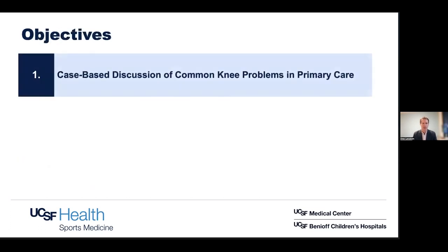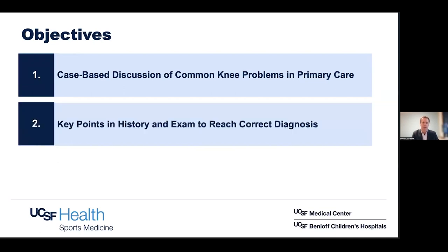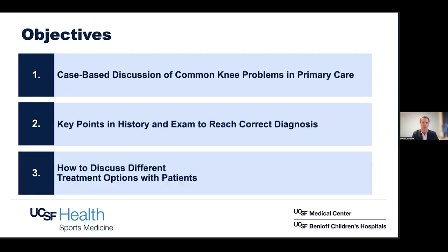For this talk, my objectives are, first, to discuss some of the common problems that you may encounter in the primary care setting, and base those around some cases, like how these patients will present and what to be thinking about. And then we'll go through some of the key points in history and physical exam and the best way to reach the correct diagnosis. And then I've tried to add in some of the more common questions that I'll get from patients in those situations, and how to discuss those next steps and how to counsel people through some of the decision-making that we'll do.